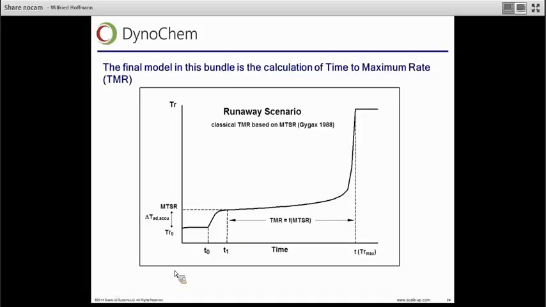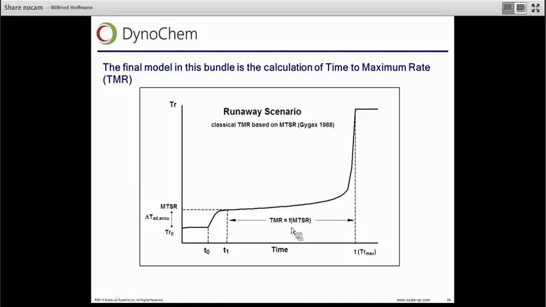However, these were only the thermodynamics, the heat data. It does not contain kinetic information. So, for this runaway scenario, it was assumed then that the time from the loss of cooling till reaching the MTSR level can be neglected compared to the time from MTSR onwards to the explosion. That is the time to maximum rate as a function of MTSR used by Gygax.